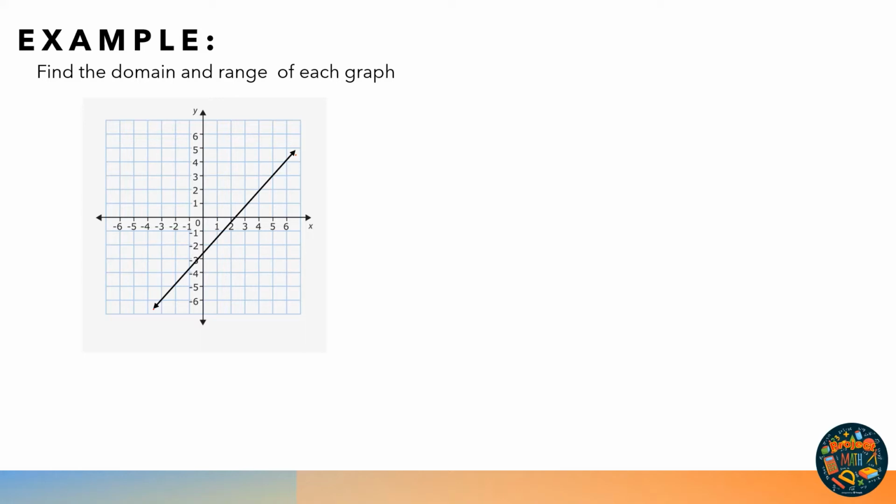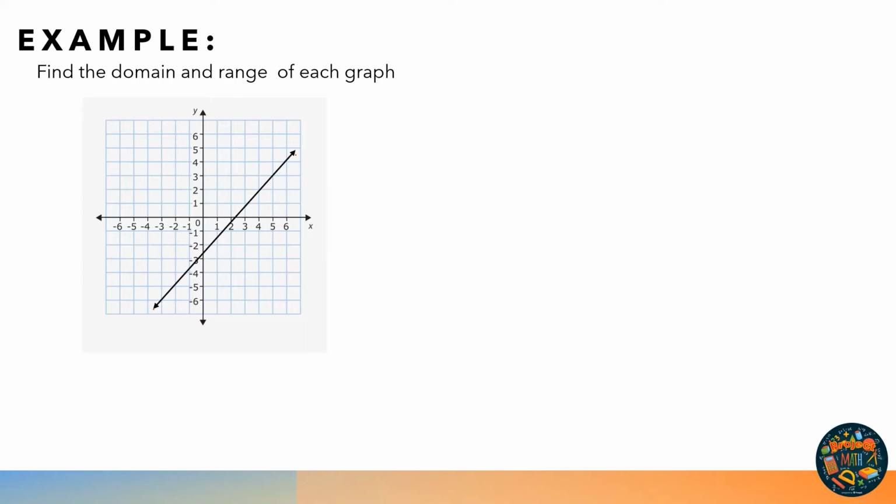Arrowheads indicate that the graph of a function extends in both directions. Ibig sabihin, pwede mag-extend pa ito pataas, pwede ring mag-extend dito pababa. It extends to the right and extends to the left without bound. Ibig sabihin, habang nag-e-extend yung graph natin pataas, nag-e-extend din siya to the right and kung pababa to the left nang walang hanggan.